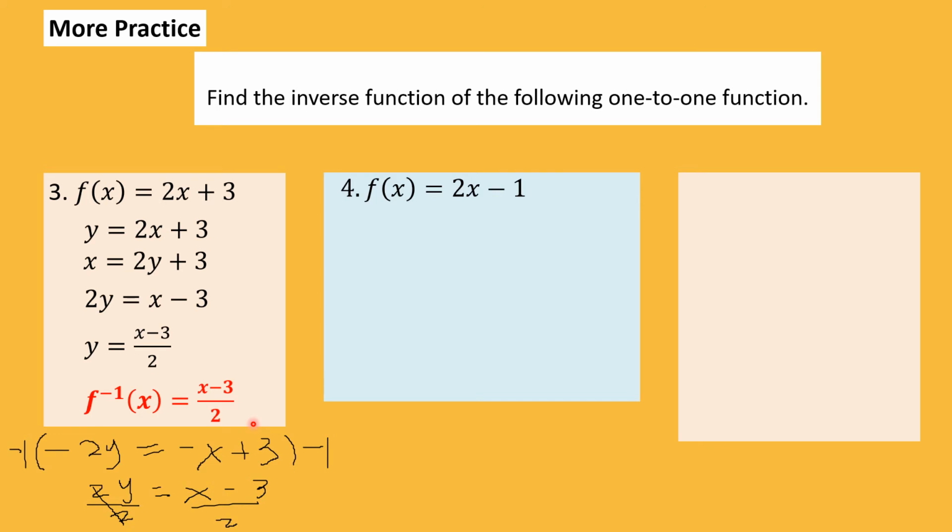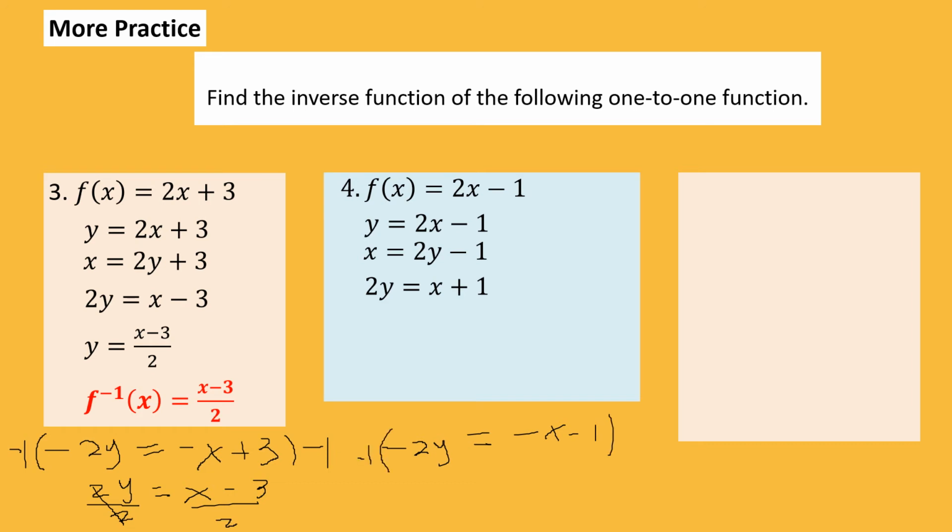Next, example number 4. Etong example number 4 ay parang parehas lang sa example number 3. So again, we change f of x to y, that is equal to y is equal to 2x minus 1. Pinagpalit natin yung place ni x at saka ni y, so x is equal to 2y minus 1. Next, by multiplication property of equality, so again, magiging 2y yan, negative 2y is equal to negative x minus 1. Okay, so yan yun. And then we multiply both sides by negative 1 para maging positive ito.